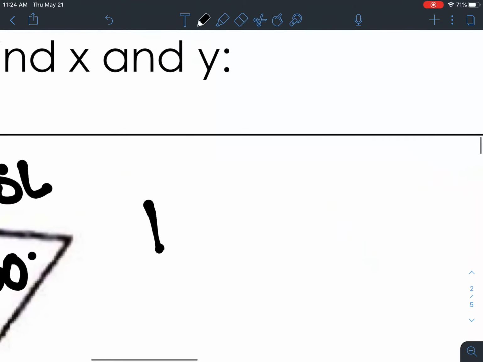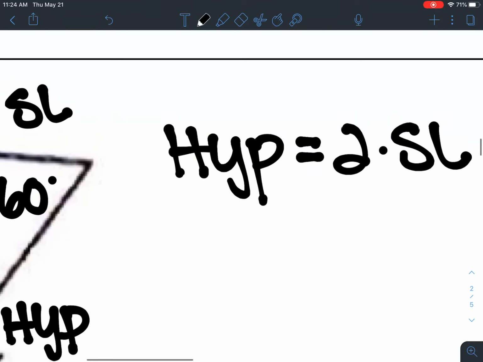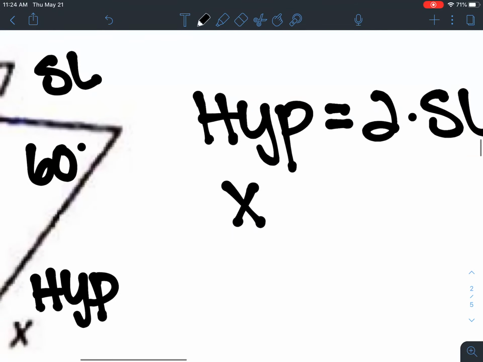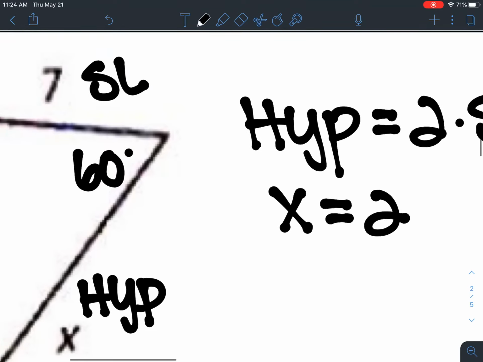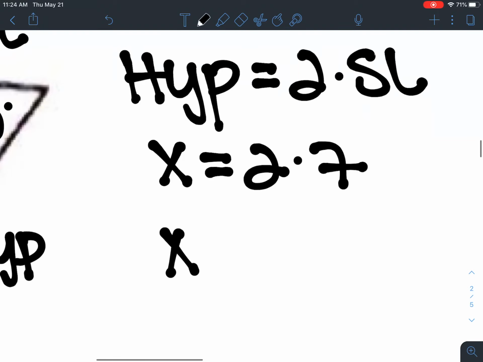So our hypotenuse formula is 2 times our short leg. Our hypotenuse x is equal to 2 times our short leg, which is 7. So then our hypotenuse is 14.